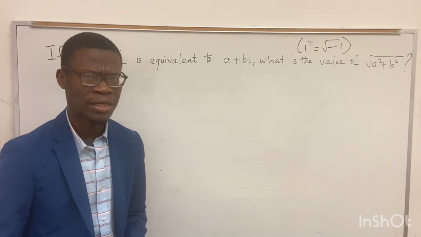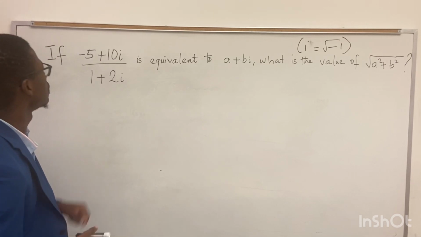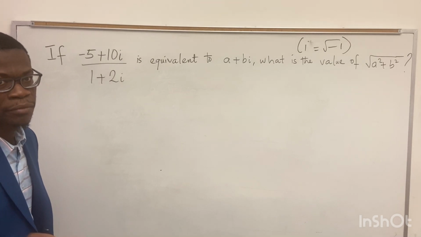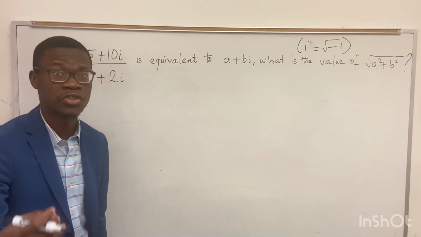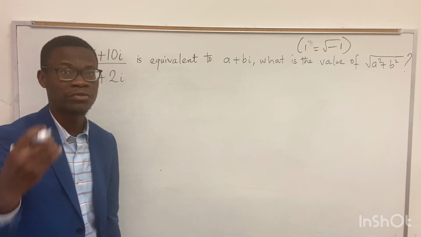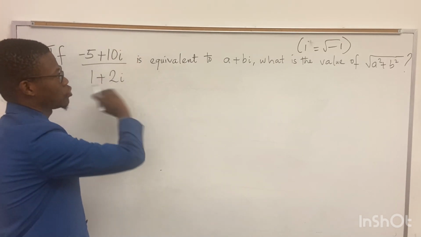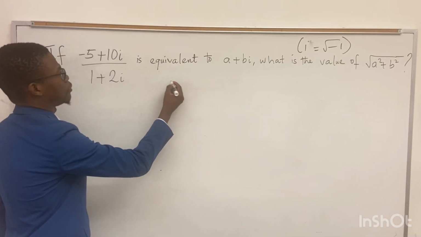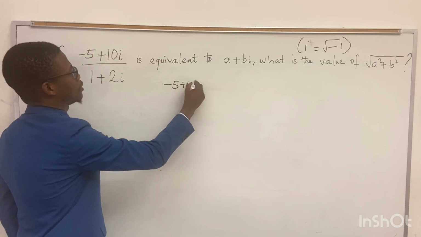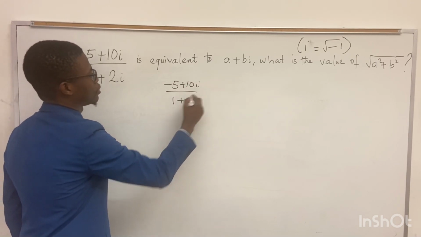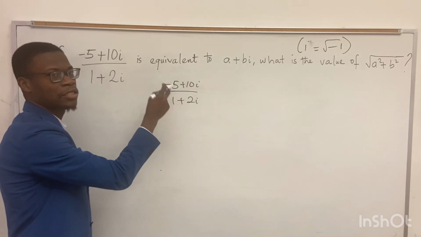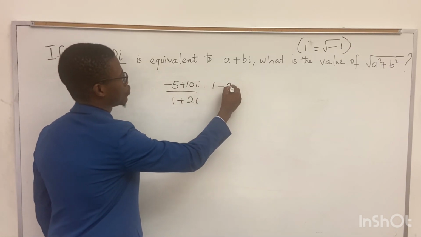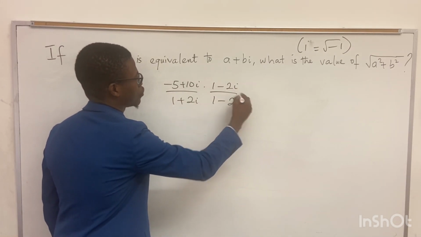All right, now let's solve this question. If you look at this expression here, we can rewrite it. If you know how to work with division of complex numbers, we're going to use the method of division of complex numbers to resolve this to look like this. So let's do that first. (-5 plus 10i) divided by (1 plus 2i). Now what you do is you multiply by the conjugate of the denominator. The conjugate of the denominator here is 1 minus 2i. The sign just changes. Divided by 1 minus 2i.